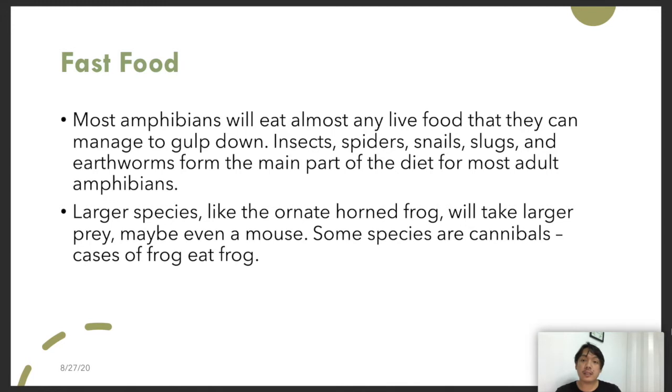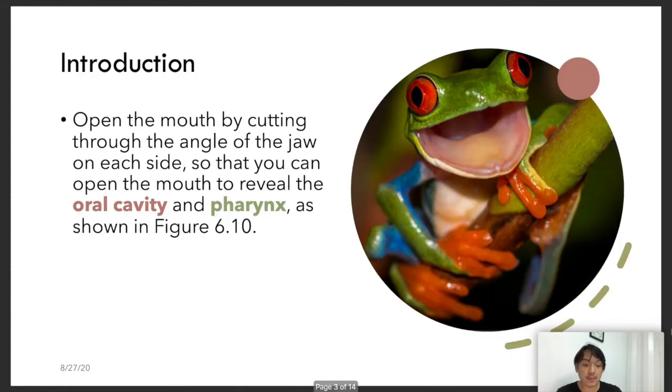We will start the anatomy of the oral cavity and mouth of the frog by opening it. We'll open the mouth by cutting the angle of the jaw on each side so that you can see the oral cavity and the pharynx. You see in the picture that the mouth is wide open, but in a toad it's quite different because it has a relatively medium-sized mouth, not as wide as that.